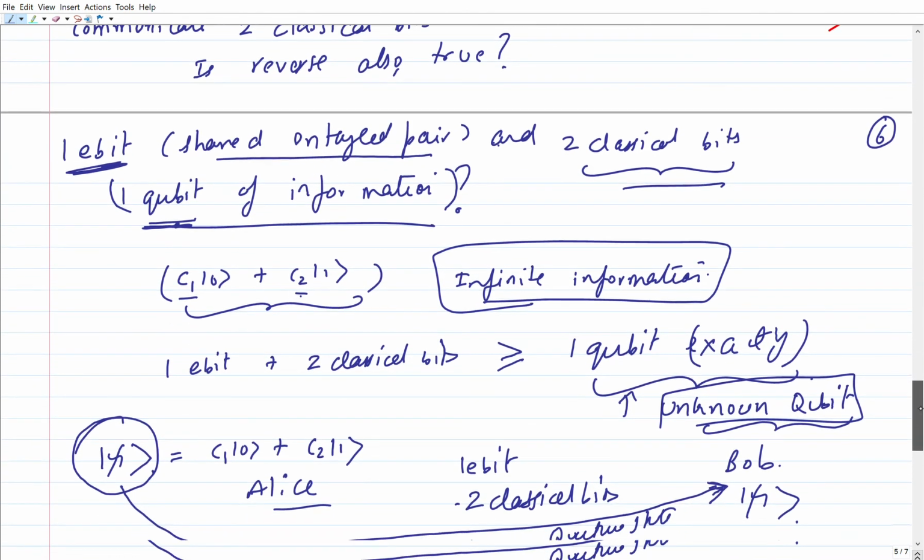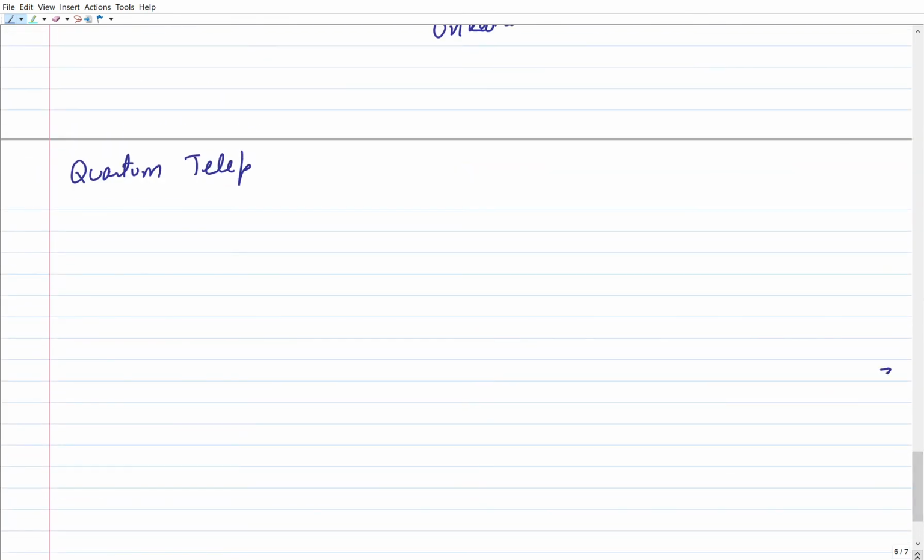We'll be doing that in the next class. This is known as quantum teleportation, one of the very celebrated results of quantum information science. Quantum teleportation. And by teleporting, what does teleporting mean? In this case, teleporting means I am sending an unknown quantum state.